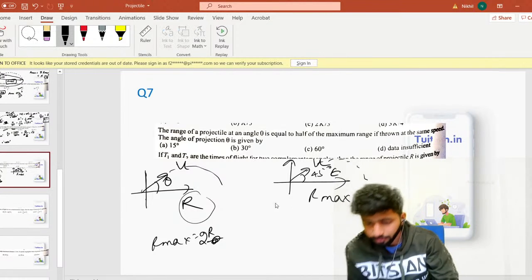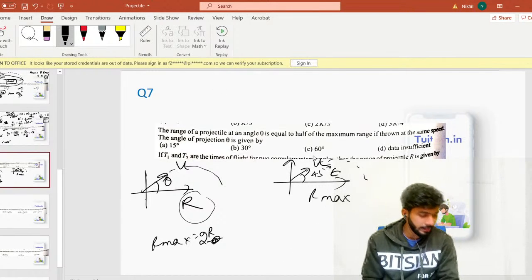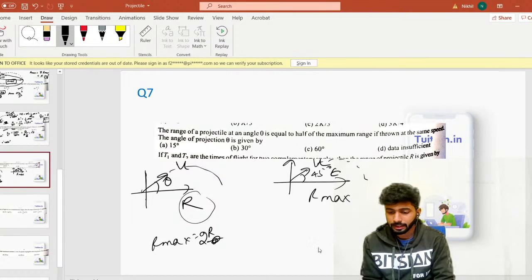So again, what is the formula for range? We know that. And by the way, the first option is not 150 degrees, it's 15 degrees. Oh my god, I can't believe the number of mistakes on the PPT today.